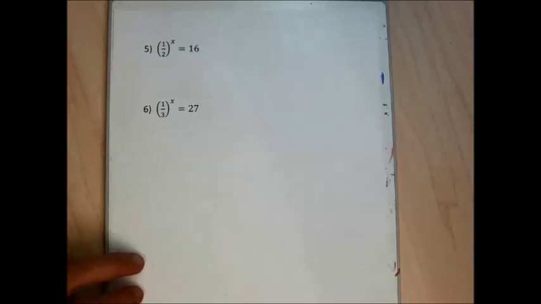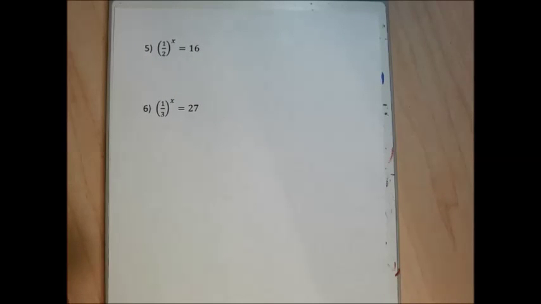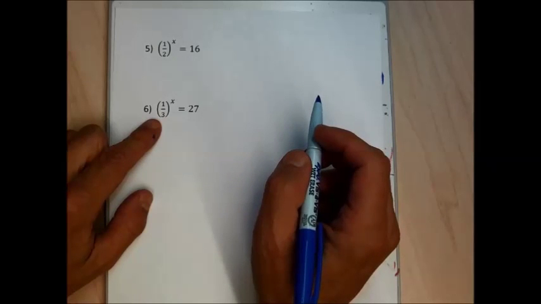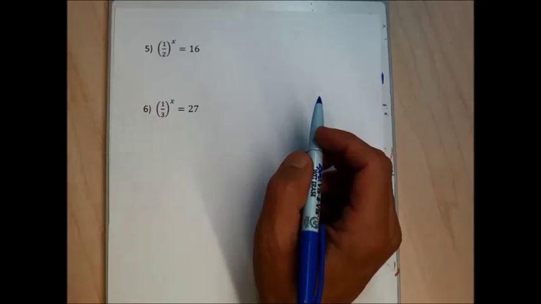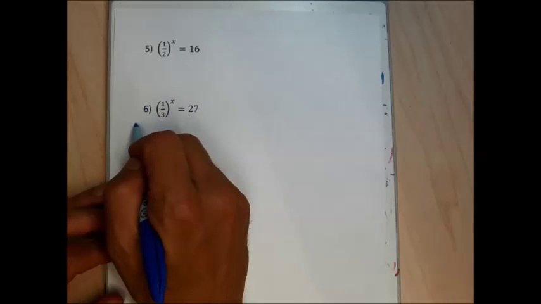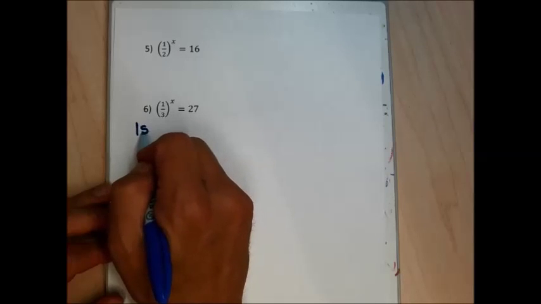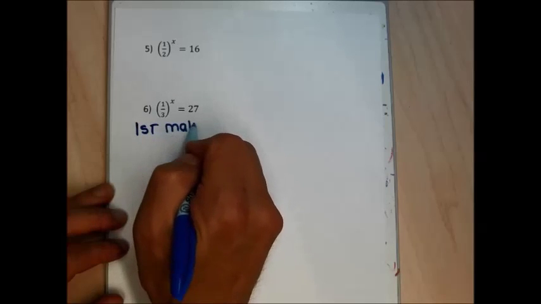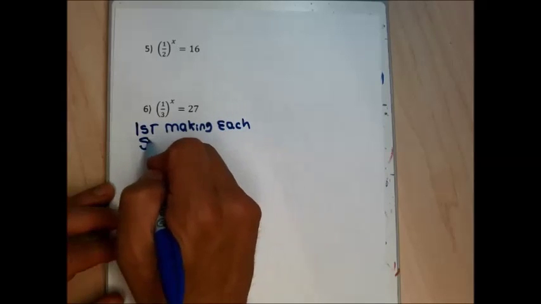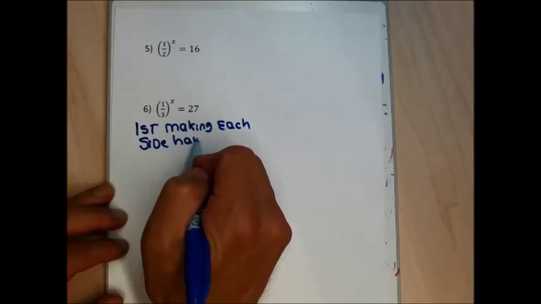Problem 6 might be one where it makes sense to use logarithms, because I have the ugly fraction bases, a fraction base on the left-hand side, and that's not my friend. So I'm going to solve it both ways. I'm going to solve it using the same strategy that I did for problems 1, 2, and 4, and then I'll solve it using logarithms. So I'll solve it first by making each side have the same base.